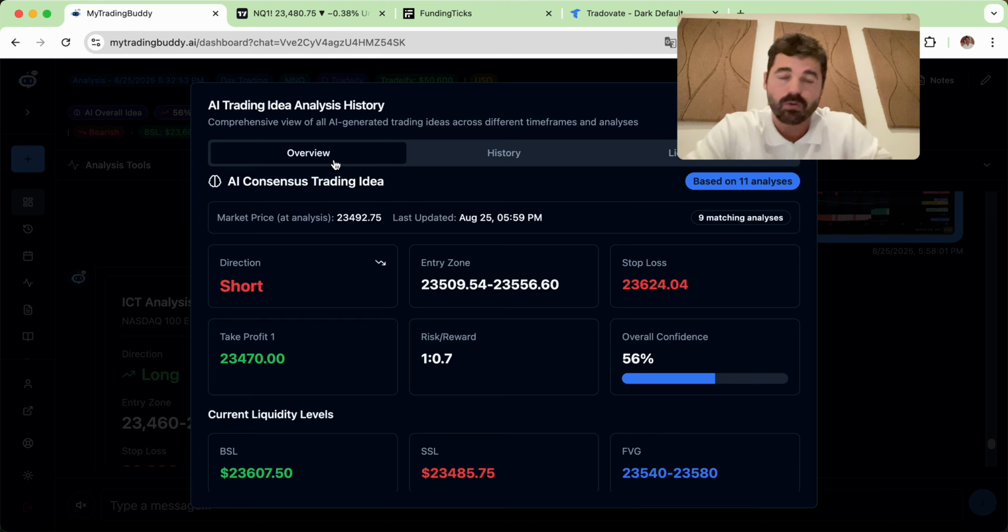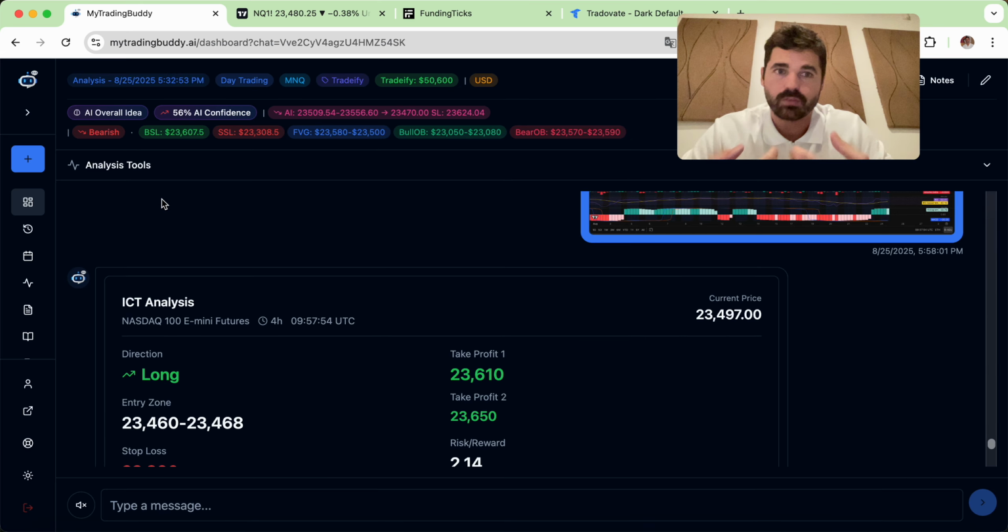It's best to, if you are an experienced trader, take this data and confirm it with whatever you see on the chart. This MyTradingBuddy.ai is supposed to enhance you. Make less mistakes and make more winning trades.